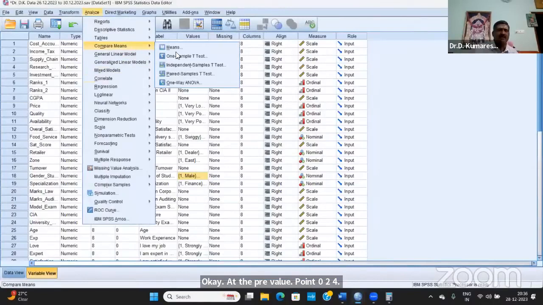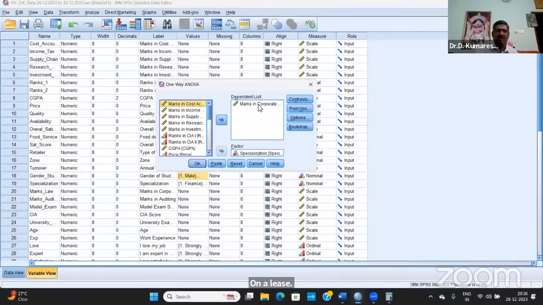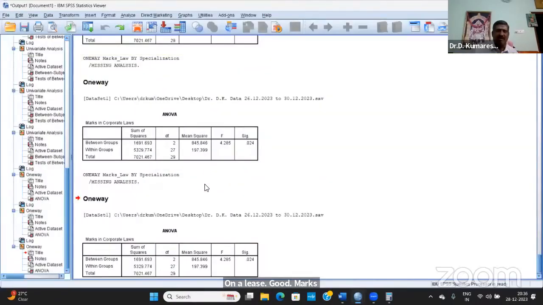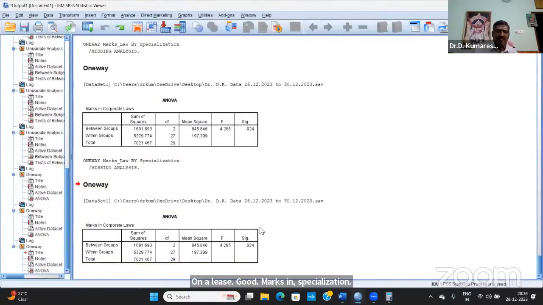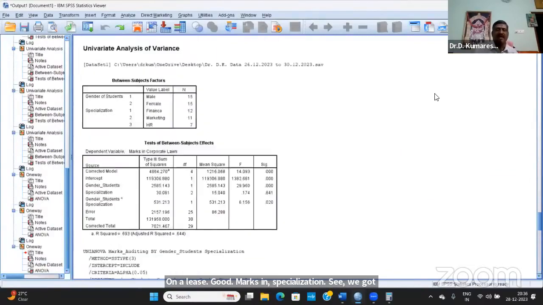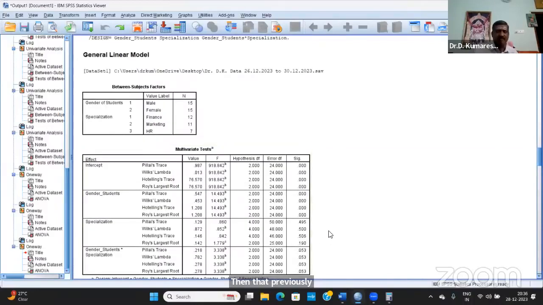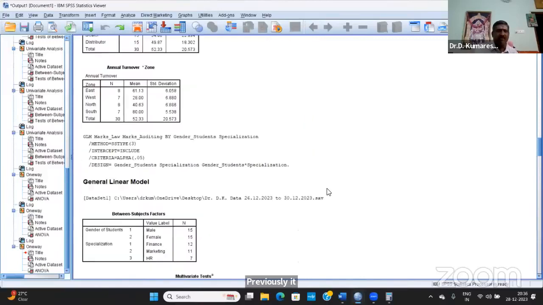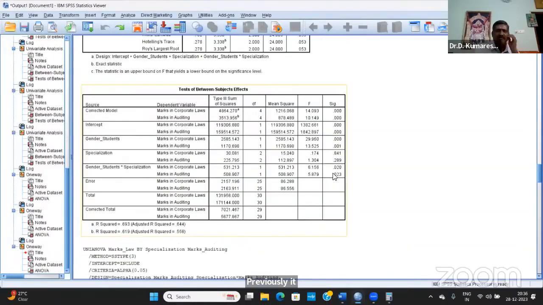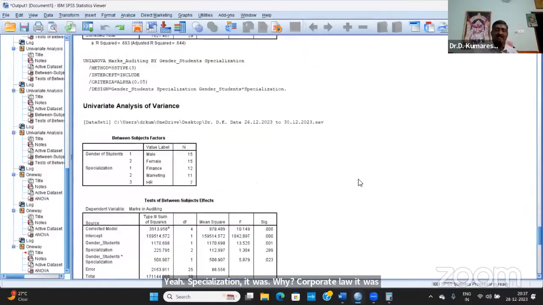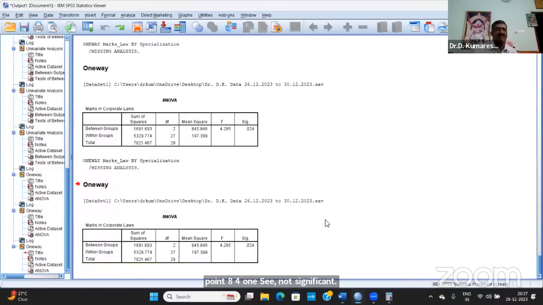Analyze, compare means, marks in corporate law, specialization. We have compared. See here, we got a somewhat different result than the previous result. Previously, for specialization, corporate law, it was 0.841, not significant, but now it is significant.